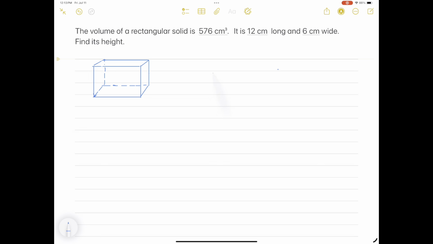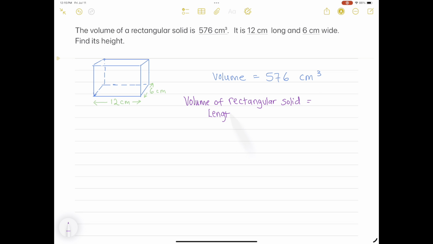So I write down the facts of the problem to begin with. Volume equals 576 cubic centimeters, and I draw out the length to be 12 centimeters long and the width of the solid as 6 centimeters wide. Next, I write down the formula for volume of a cuboid or rectangular solid as length times width times height.